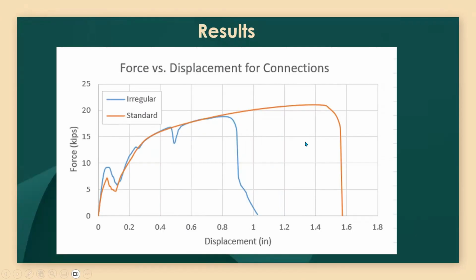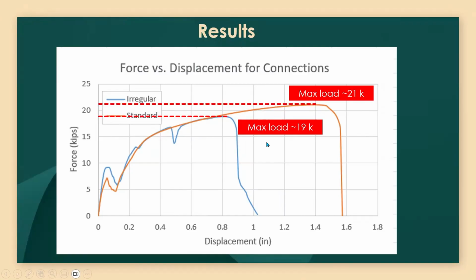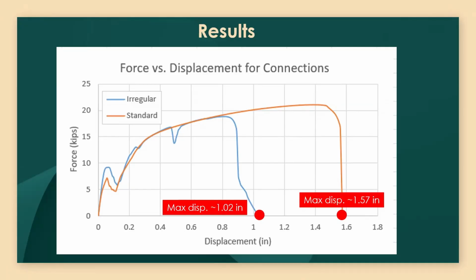We see the standard configuration in orange and the irregular configuration in blue. While the standard configuration reached a higher max load as expected, it was actually pretty close to the max load of the irregular configuration. However, where the two configurations deviated was the displacement.